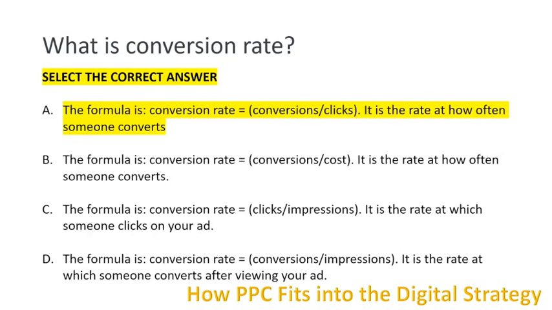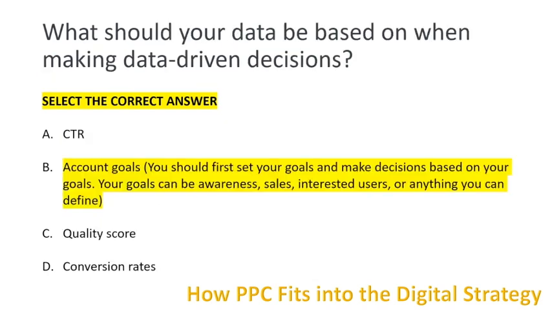A. Analytics or search engine. What is conversion rate? A. The formula is conversion rate equals conversions divided by clicks. It is the rate at how often someone converts. What should your data be based on when making data-driven decisions? A. Account goals. You should first set your goals and make decisions based on your goals. Your goals can be awareness, sales, interested users, or anything you can define.